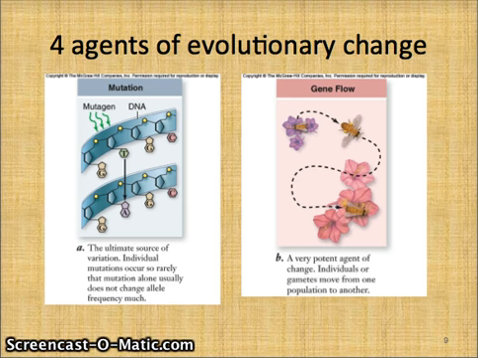Gene flow, the definition is the movement of alleles from one population to another. What that means is immigration and emigration. Genes are brought into a population when a new organism arrives. Genes are brought out of a population when an organism leaves.